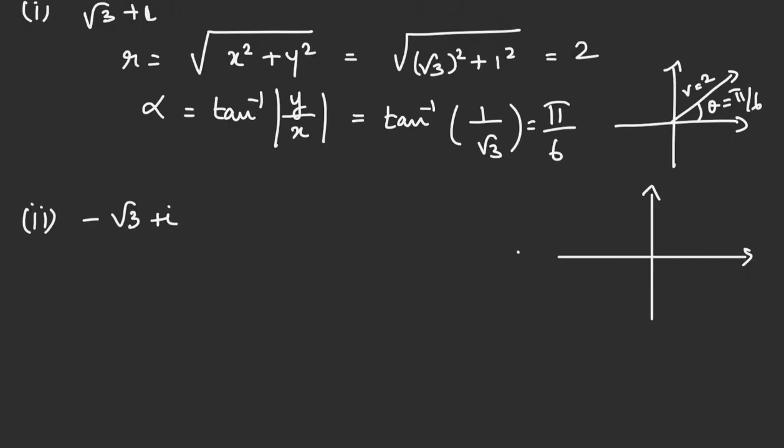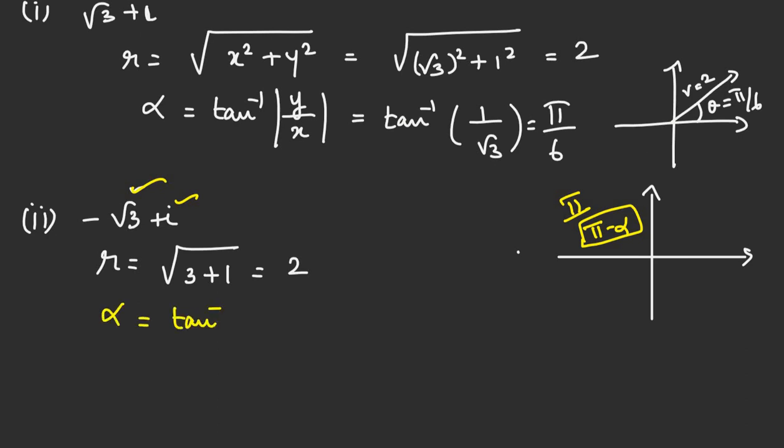Considering the second question, minus root 3 plus i, r is equal to root of root 3 whole square, which is 3, plus 1, which is equal to 2. Now here x is negative and y is positive, so theta lies in the second quadrant. Second quadrant we know is equal to pi minus alpha. So what is this alpha here? Alpha will be equal to tan inverse of modulus of y by x, which is equal to 1 by root 3. But it lies in the second quadrant, therefore it must be taken as pi minus pi by 6, which is equal to 5 pi by 6.